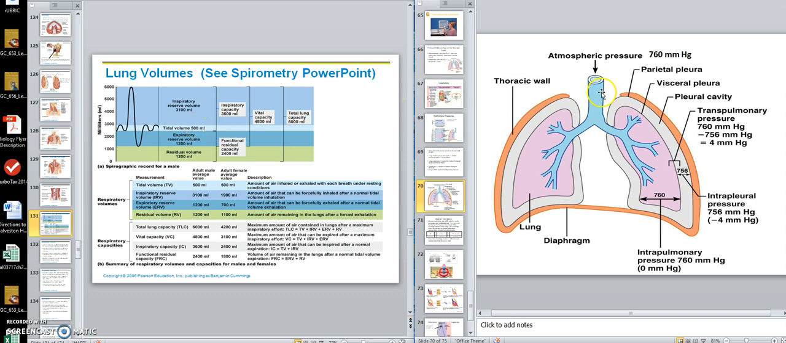Now you got 500 cc's in there, which brought you back to 760 and brought you back to 756, but with an extra 500 cc's. Now you get ready to breathe out. All you do is let those muscles go. And what happens then, this pushes in, takes you to 758. When you go to 758, you go to 762. You're above this and air comes out. And that's how you're doing it.